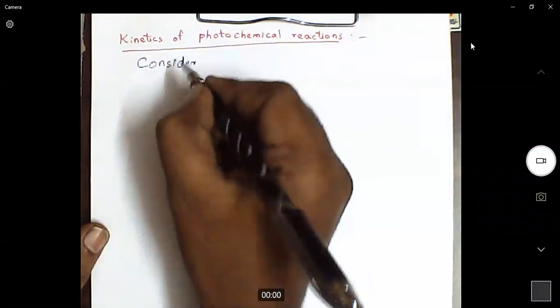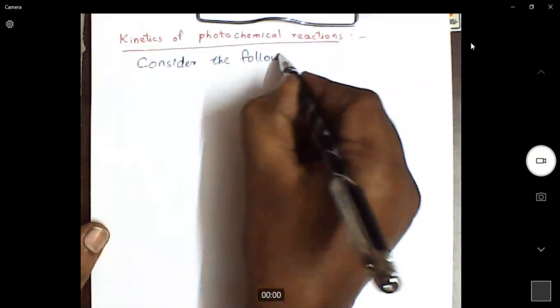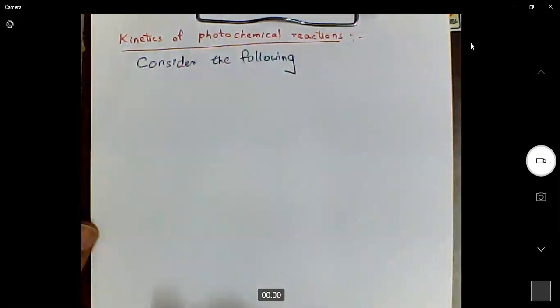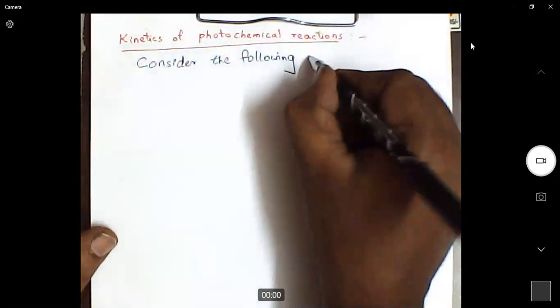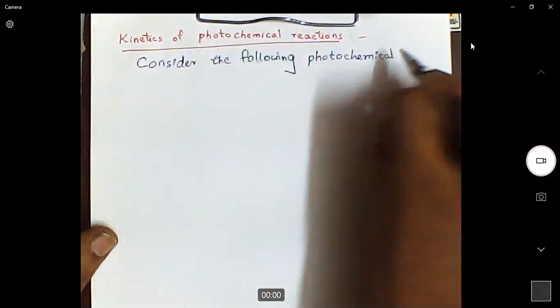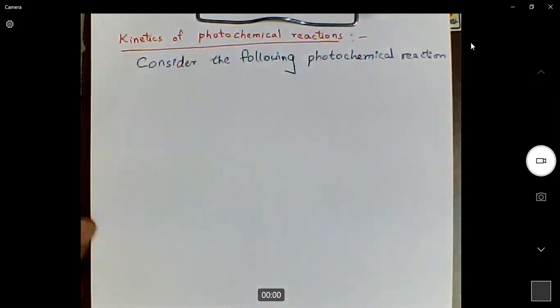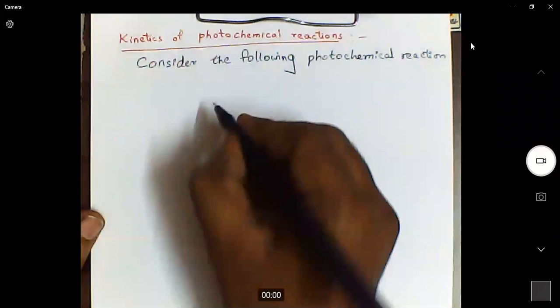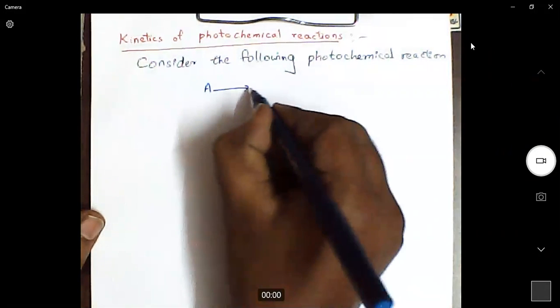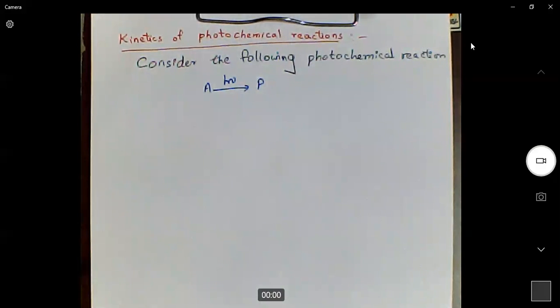Consider the following photochemical reaction. Please take the notes along with me. Consider the following photochemical reaction. A gives rise to P in the presence of light. So when A is exposed to light, it will be converted to product.